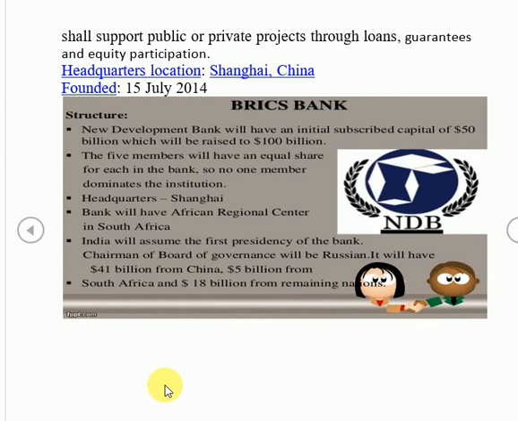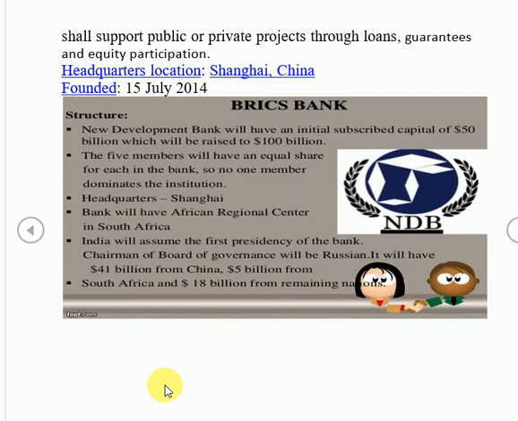The headquarters is in Shanghai, and the bank will have an African regional center in South Africa also. Means another regional center in South Africa, and India will assume the first presidency of this bank. You already know about it. The chairman of the board of governors will be Russian. It will have 41 billion from China, 5 billion from South Africa, 18 billion from the remaining nations, right?